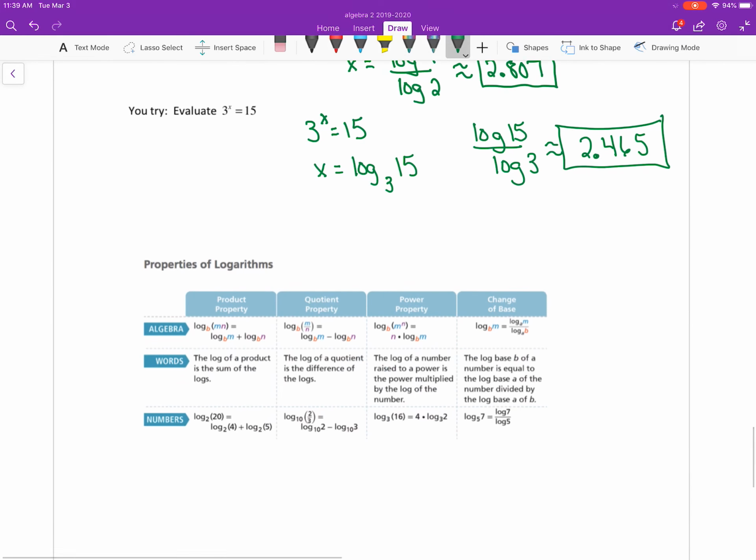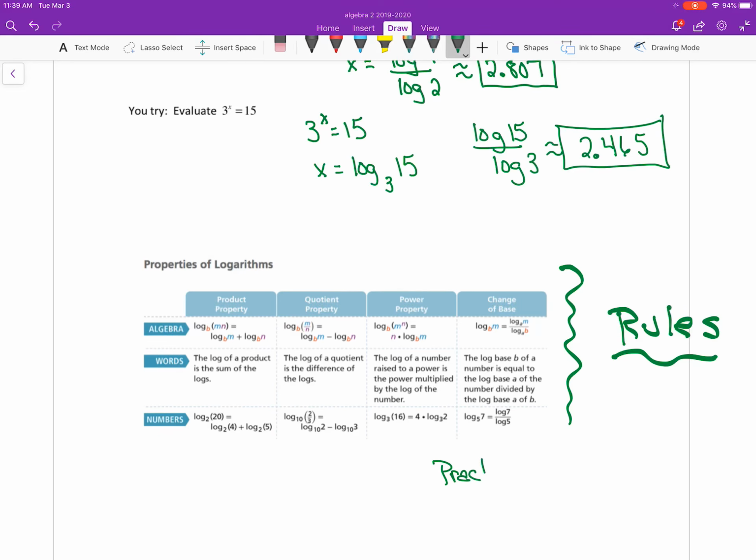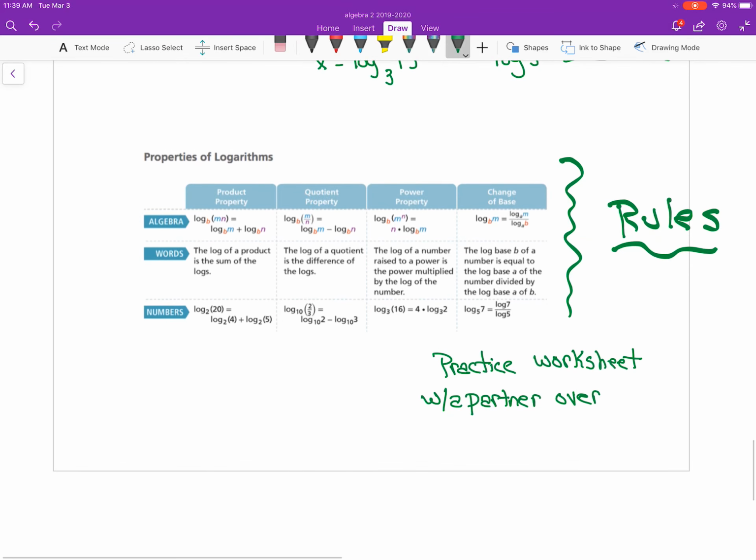All right, so take your time, look over these properties. Here are the rules. It will come in handy. And what you're going to do next is a practice worksheet with a partner over the properties of logs.